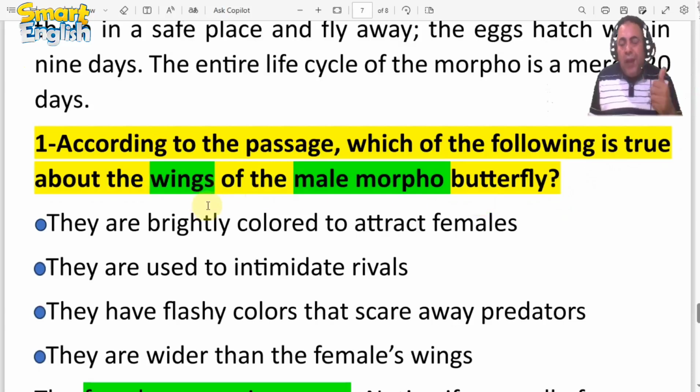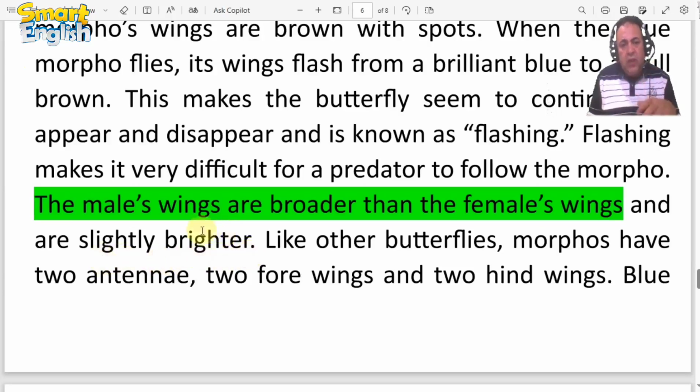So now, wings, what kind of wings? Now he is asking me about the description of the wings of exactly the male, not the female, of this kind of butterfly. So now he needs me to search for some information in the passage that belongs to the wings of the male morpho butterfly. We will keep in mind the wings of the male morpho butterfly and go up to the passage. Before we try to answer this question, I put it in green color to make it easier to find the answer.